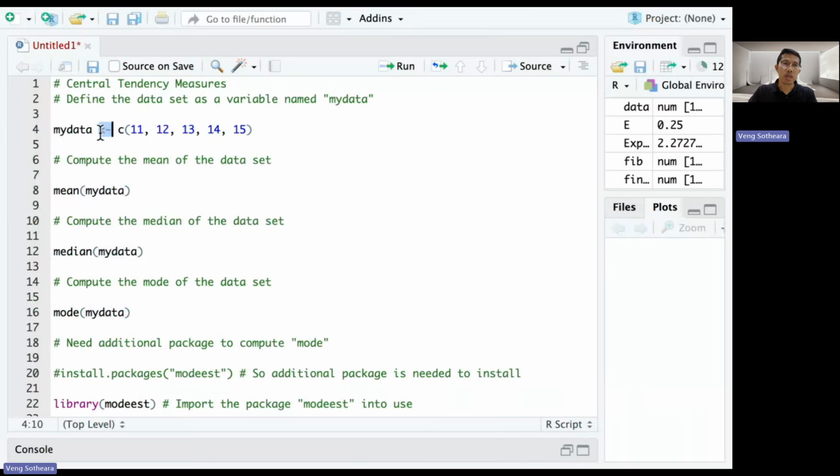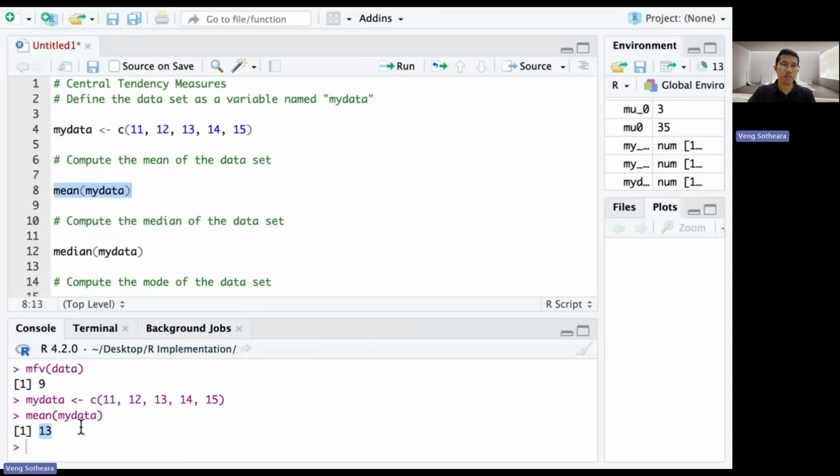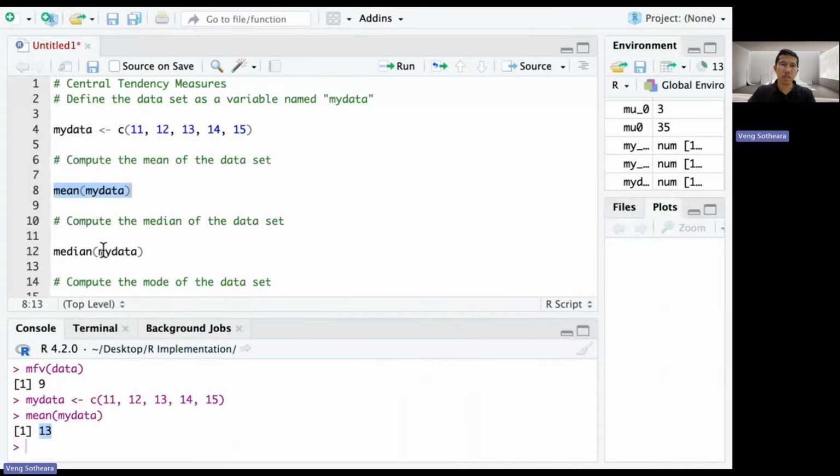So I call my data set my data, and then in order to compute the mean of the data set, you simply use this function, mean of my data. So now let me run the data first, and then compute the mean, and you see I get 13 as shown in the console.